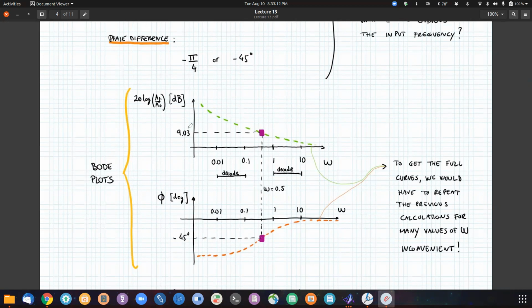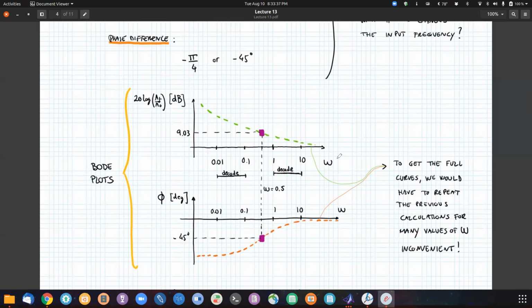We have, in terms of the amplitude ratio, 9.03 decibels. And then we have a phase difference of minus 45 degrees. So we have 2 points, and here I indicated them in purple. Well, once again, this is valid only when the input and the output frequency is equal to 1/2.